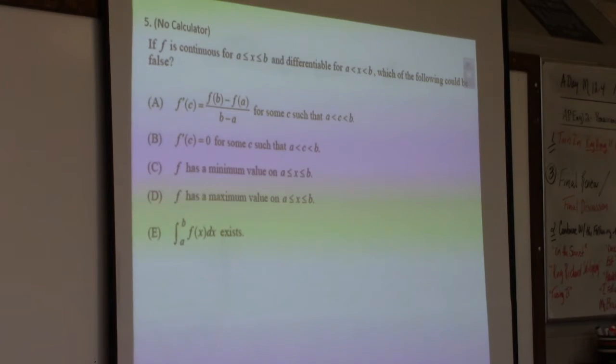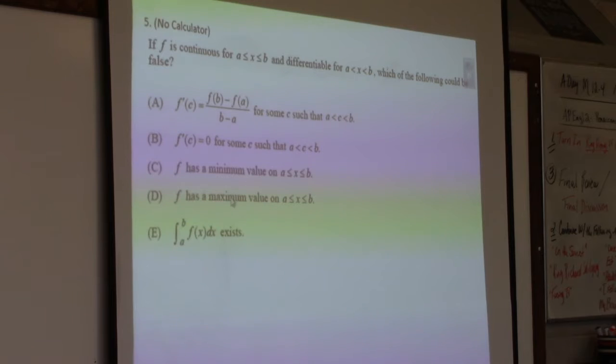All right, f is continuous on the closed interval from a to b, and differentiable over the open interval from a to b. Which of the following could be false? Could A be false if our function is continuous and differentiable on these intervals? No. Why? What do we call that? We call that the mean value theorem. And that's kind of hard for it to be false if it's qualified with continuous and differentiable.